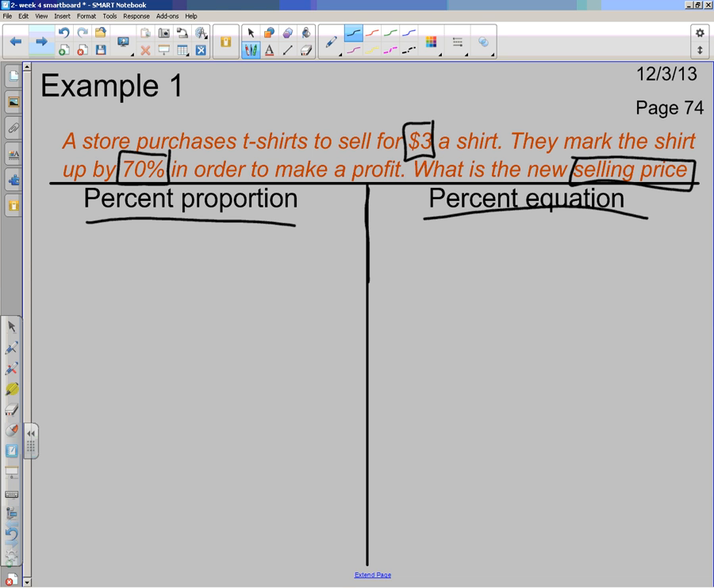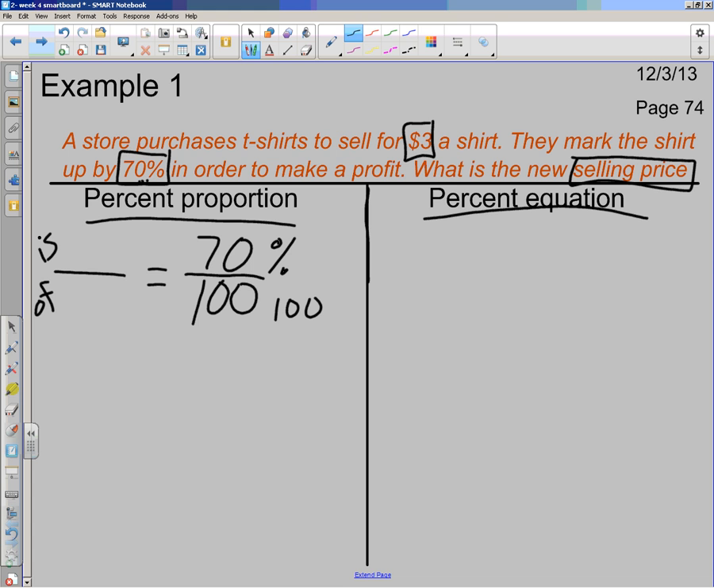So let's talk about a proportion. And the way we're going to solve this question is we're going to find out how much extra, how many more dollars the store charges you. And then we're going to add that on to the original cost. So if we set up a proportion, this percent proportion, remember, is of percent 100. Our denominator of the second fraction is always 100. The percent in this case is 70% from our problem right here.